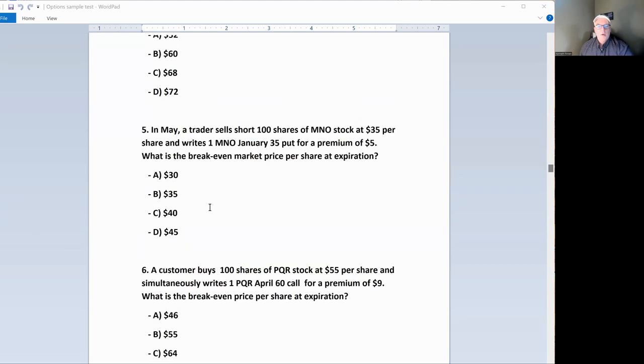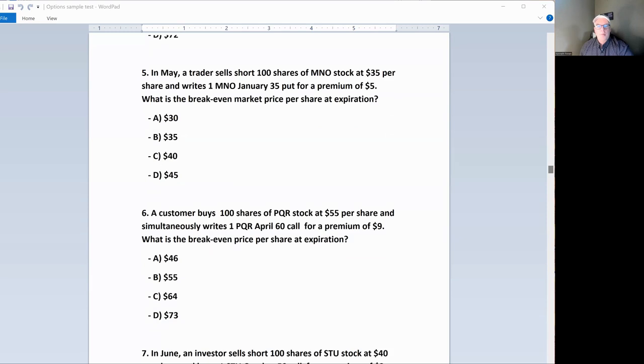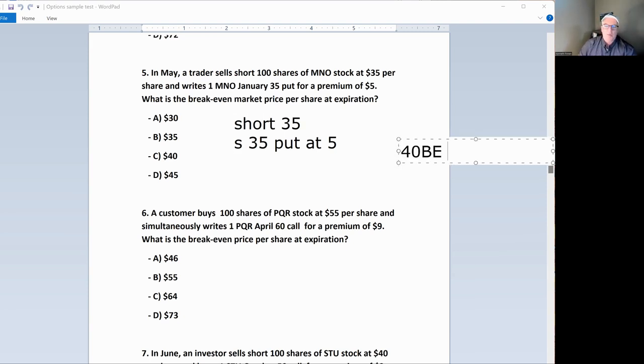Next one. Sell short. Remember, press pause. Short 100 shares. Short at 35. And then we sell a 35 put at 5. Since they're the same, I'm adding. So that's $40. That's my break even. And since I'm short stock, I'm bearish.